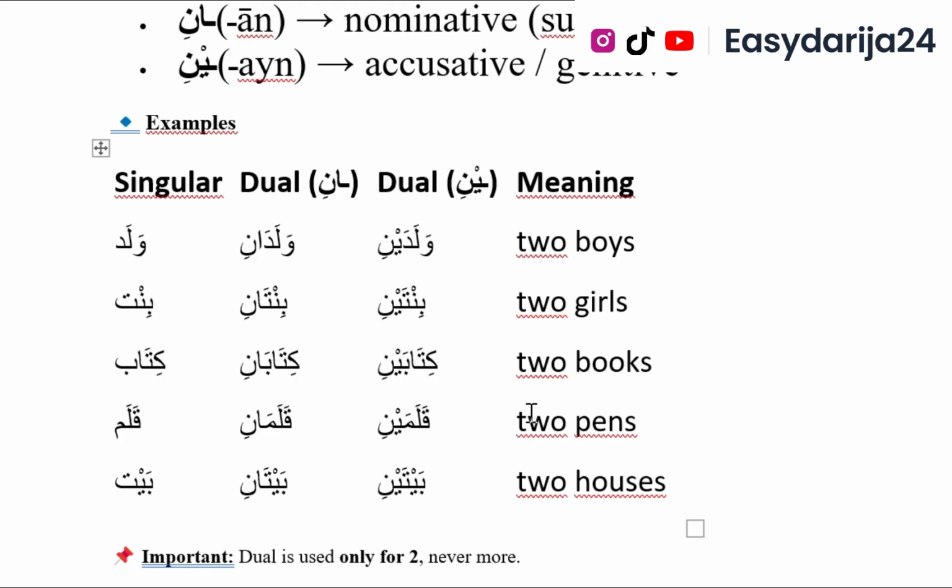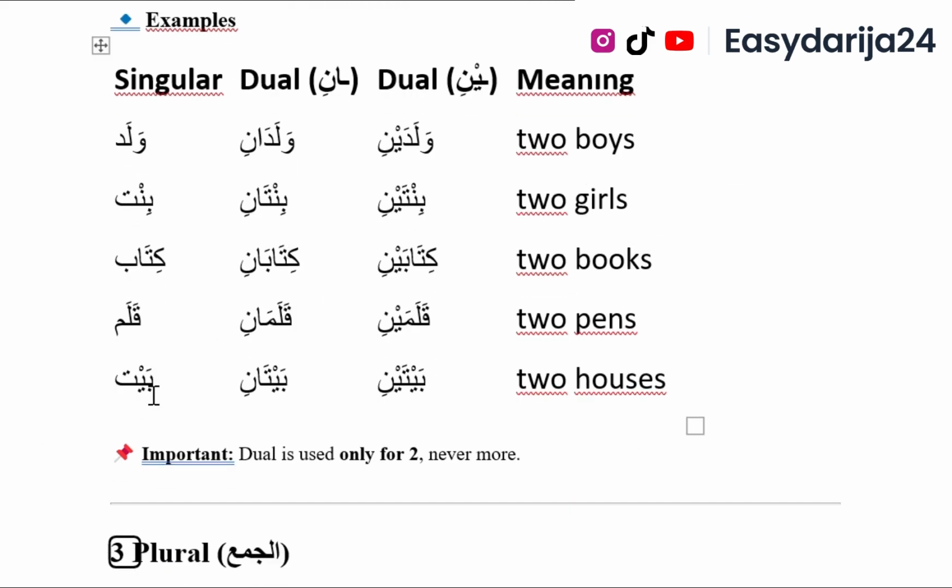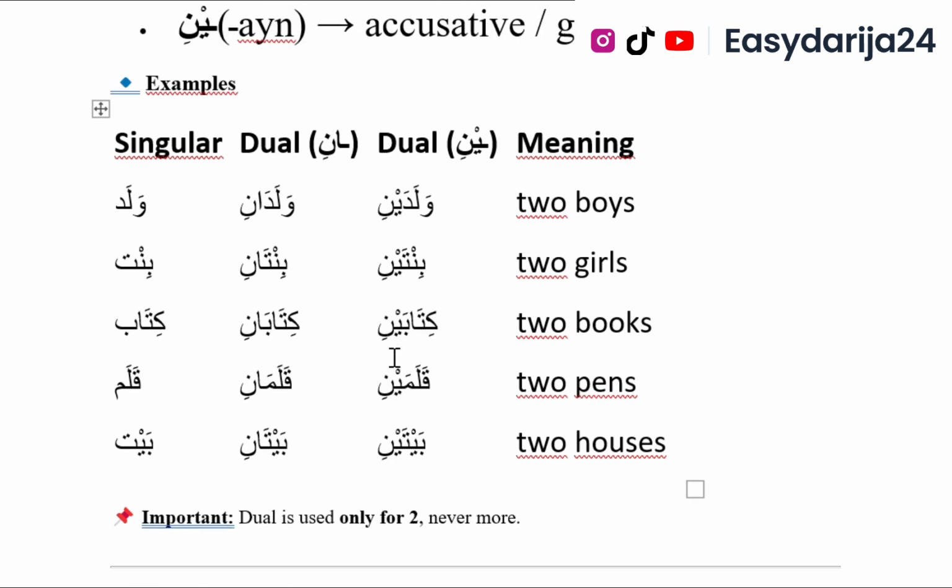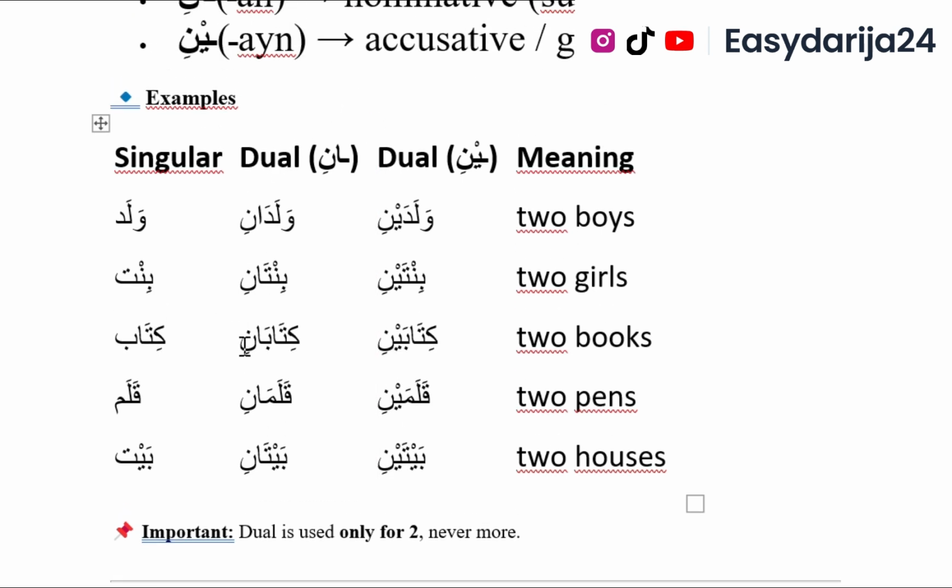قلمين. So we have two forms and they can change depending on their position in the phrase, whether it's nominative or accusative. We will see that later in detail. بيت, بيتان. بيتين. So let's see all this together. ولدان بنتان كتابان قلمان بيتان, ولدين بنتين كتابين قلمين بيتين.